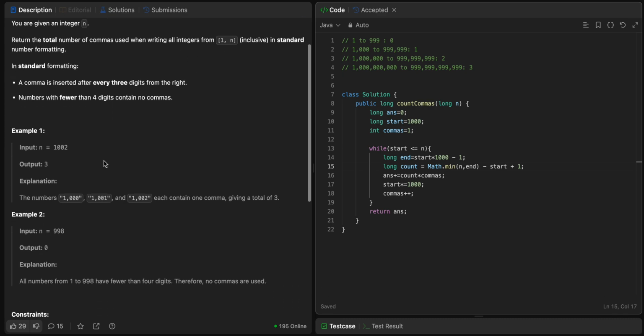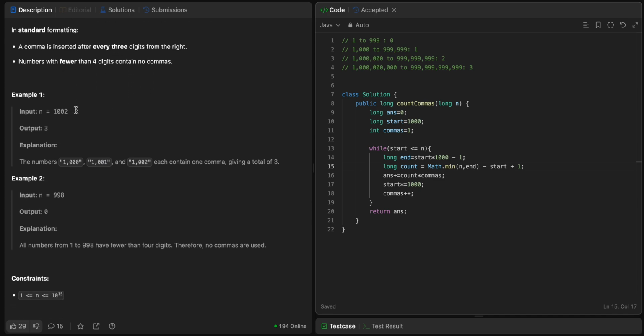Now a comma is inserted after 3 digits from the right. A number with fewer than 4 digits contains no commas. So suppose we are given n as 1002, the output is going to be 3. We have only 3 numbers, 1000, 1001, 1002, which contain 1 comma each. Hence, the total number of commas is 3. For numbers with fewer than 4 digits, it's 0. The constraint is from 1 to 10 to the power 50.